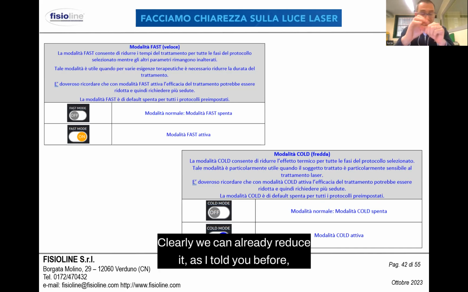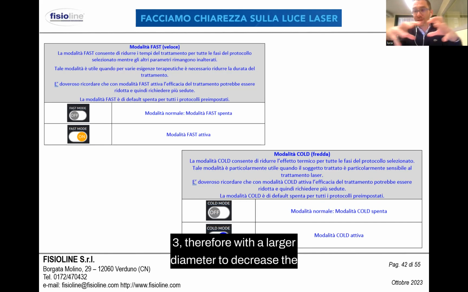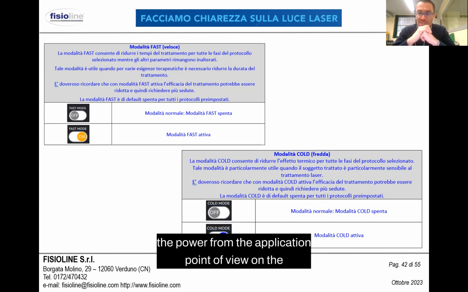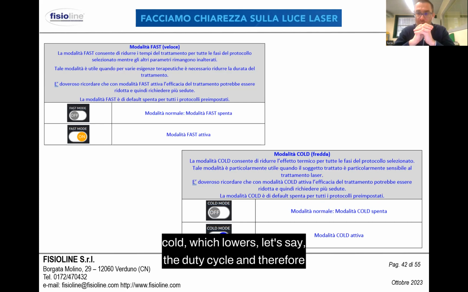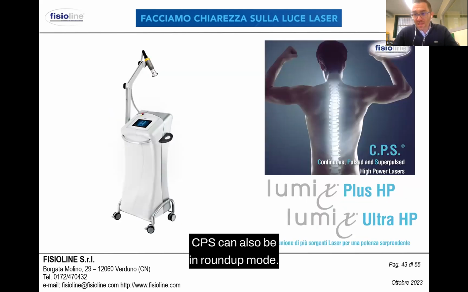Clearly we can already reduce it, as I told you before, by working with the handpiece in position 3, therefore with a larger diameter to decrease the thermal effect. But if we want, we can also either decrease the power from the application point of view on the program or choose the cold working mode. Cold lowers, let's say, the duty cycle and therefore gives a decrease in the thermal effect depending on the pre-selected protocol.